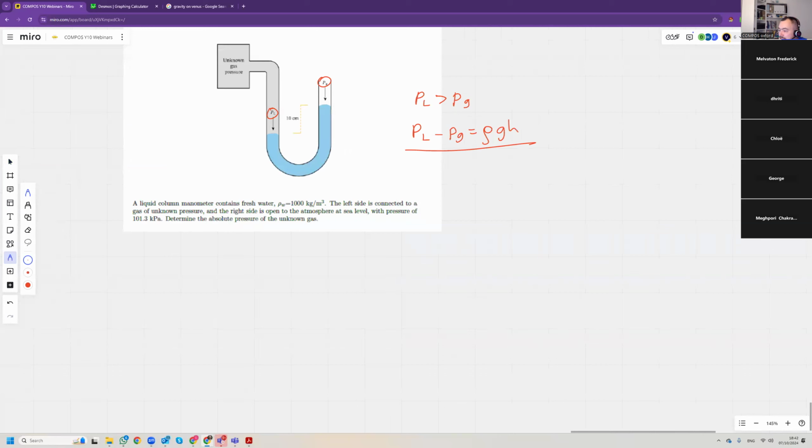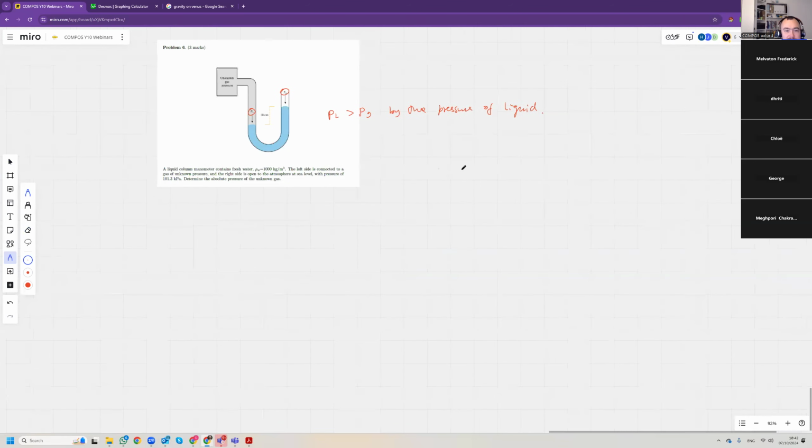The cavity in... right. It's too much of a hint. PL is greater than PG by the pressure of liquid. The cavity in question 3 is a vacuum.